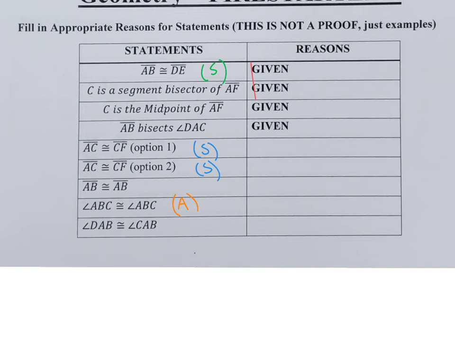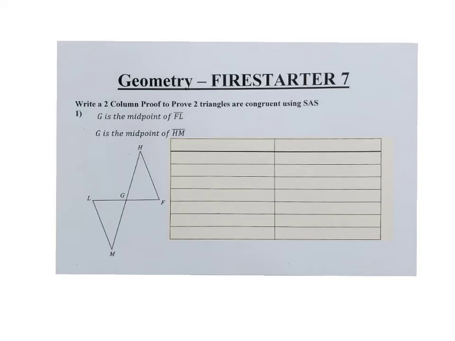All right, Firestarter 7. We're going to use SAS. So remember, the first thing I'm always going to do is statements. I'm going to write it out. Remember, proofs have to be legible. It's like going to court. You're trying to prove something in court almost. It's a formal argument, like a formal dance. You have to make it look nice. So I always start with that.